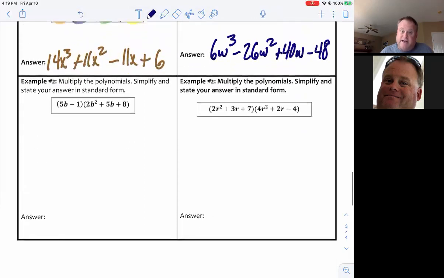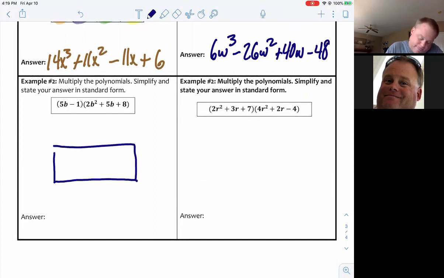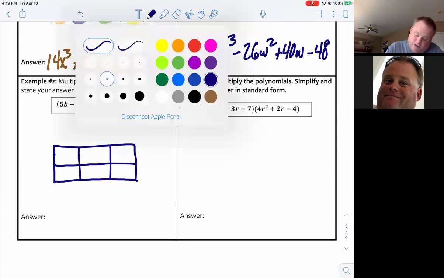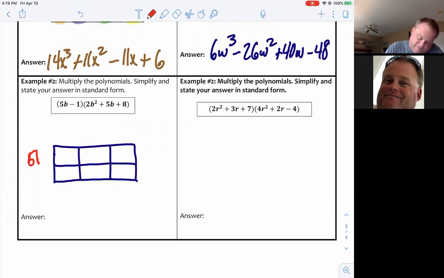Now this time we're going to have to actually draw the box ourselves, and that's okay. I know that I have a binomial, so I need 2 rows, and then I have a trinomial, so I need 3 columns. And there they are. Then I'm going to write the 5b outside, the negative 1. Since it's minus 1, the negative goes with the 1. And then up top, I'm going to write the 2b squared, the 5b, and the 8.